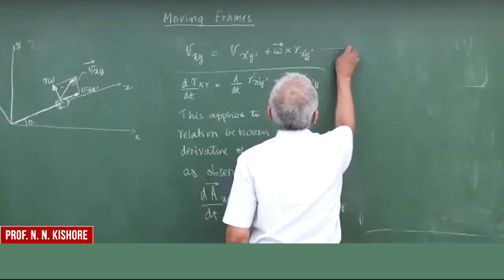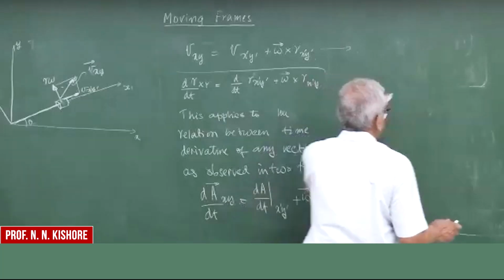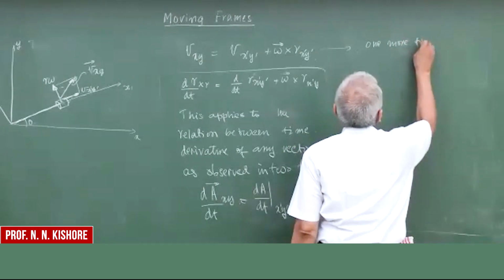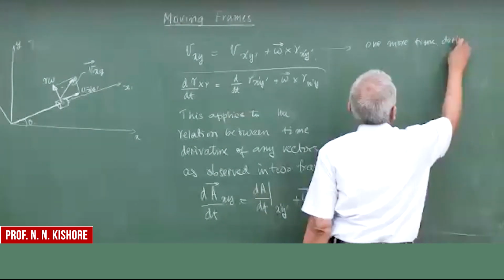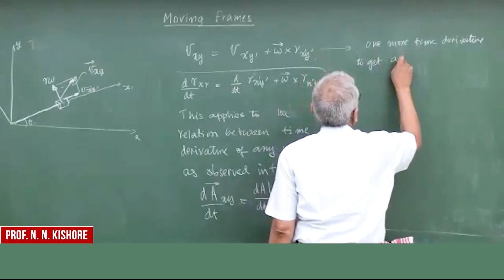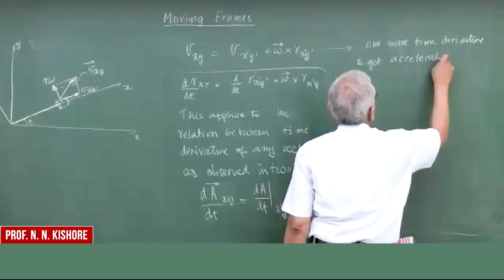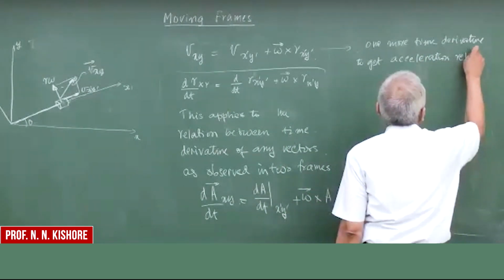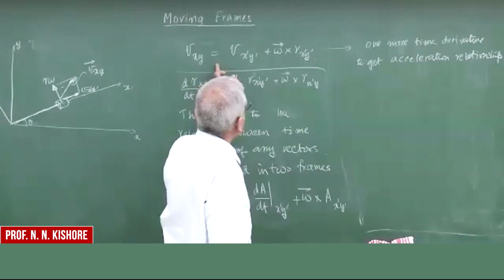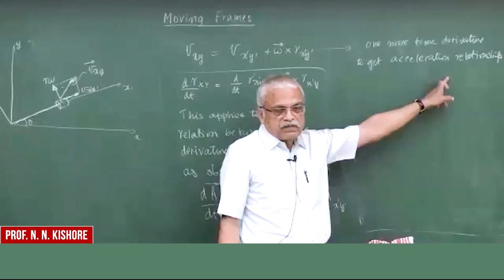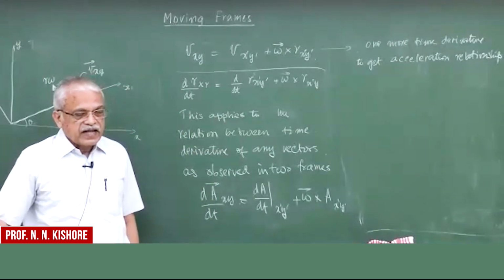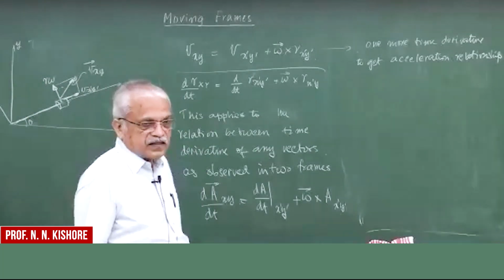For velocities, we want to go one more time derivative to get the acceleration relationship. So we have this velocity relationship, which we want to take one more time derivative so that we get the relationship between accelerations as observed in the xy frame and how they are related to the x prime y prime observations.